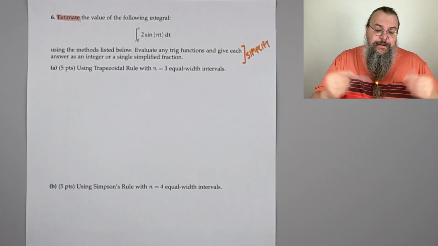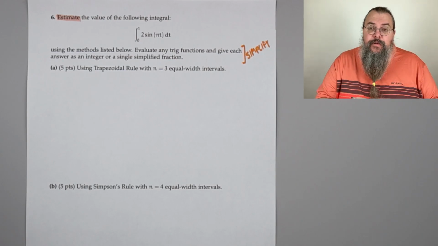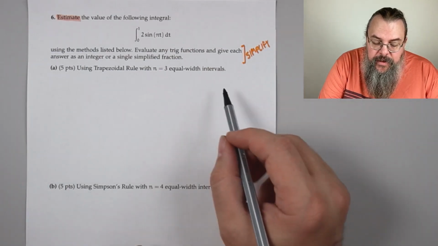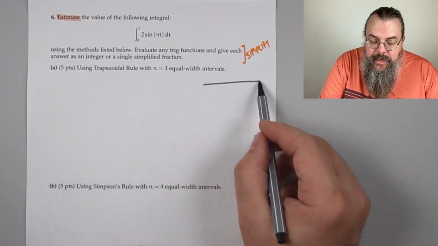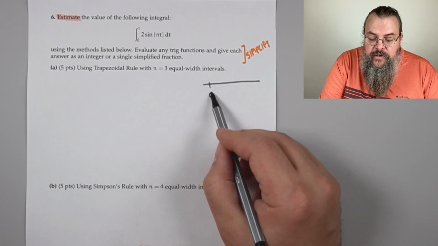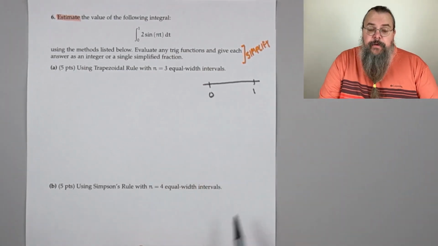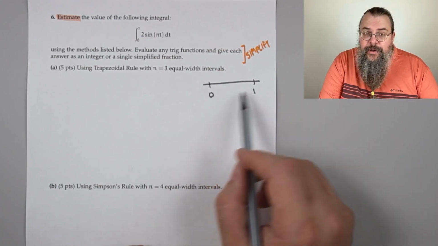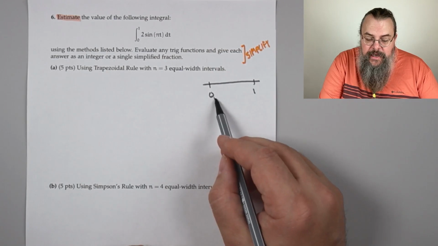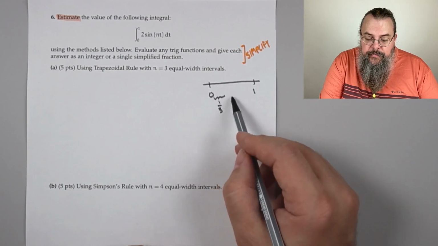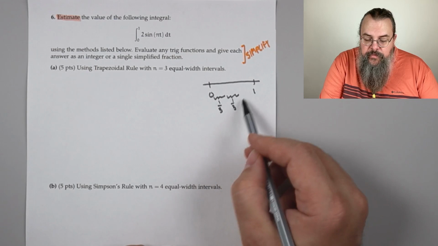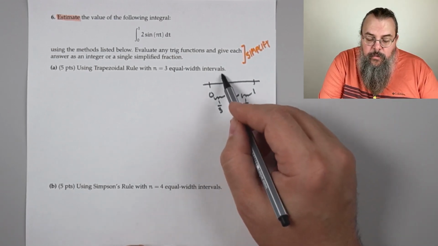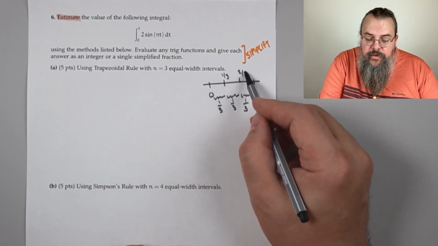So, part A. We're going to use a trapezoidal rule with 3 equal width intervals. So we need to remember a couple things. Well, first off, let's figure out what's happening. We're starting at 0 and going to 1. So if I want to chop this into 3 equal widths, well, the total length is 1. So we're going to have lengths of 1/3. So that our points will be at 1/3 and 2/3.